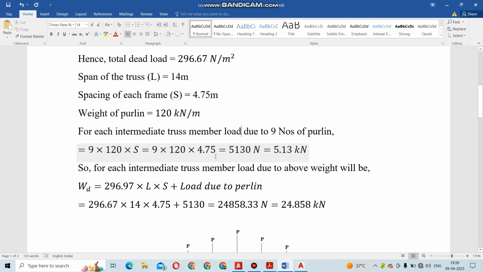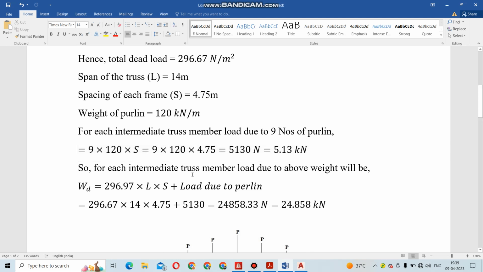For the spacing of 4.75 meters, we calculate the weight of the purlin as 9 into 120, meaning 9 purlins and a weight of 120 kilonewton per meter for each purlin, and we specify the length, that is the spacing of two frames, 4.75 meters. So we calculated the load coming from the purlin as 5.13 kilonewton at each truss.